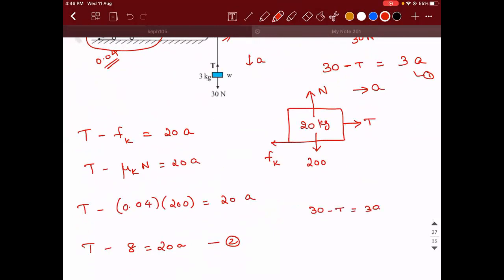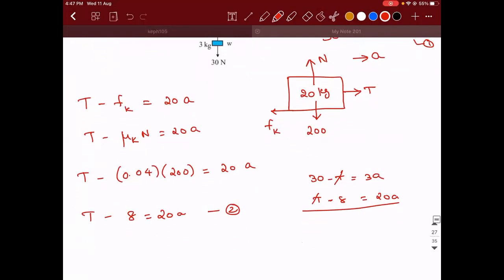30 minus T is 3a. T minus 8 is 20a. Solving both, T and T get cancelled. 30 minus 8 is 22. 22 is equal to 23a. Acceleration is 22 divided by 23, which is approximately 1, but it should be something like 0.9 something. Because 23 by 23 would have been 1, it will be a value slightly less than that. They asked what is the acceleration. I hope you got the answer, right?